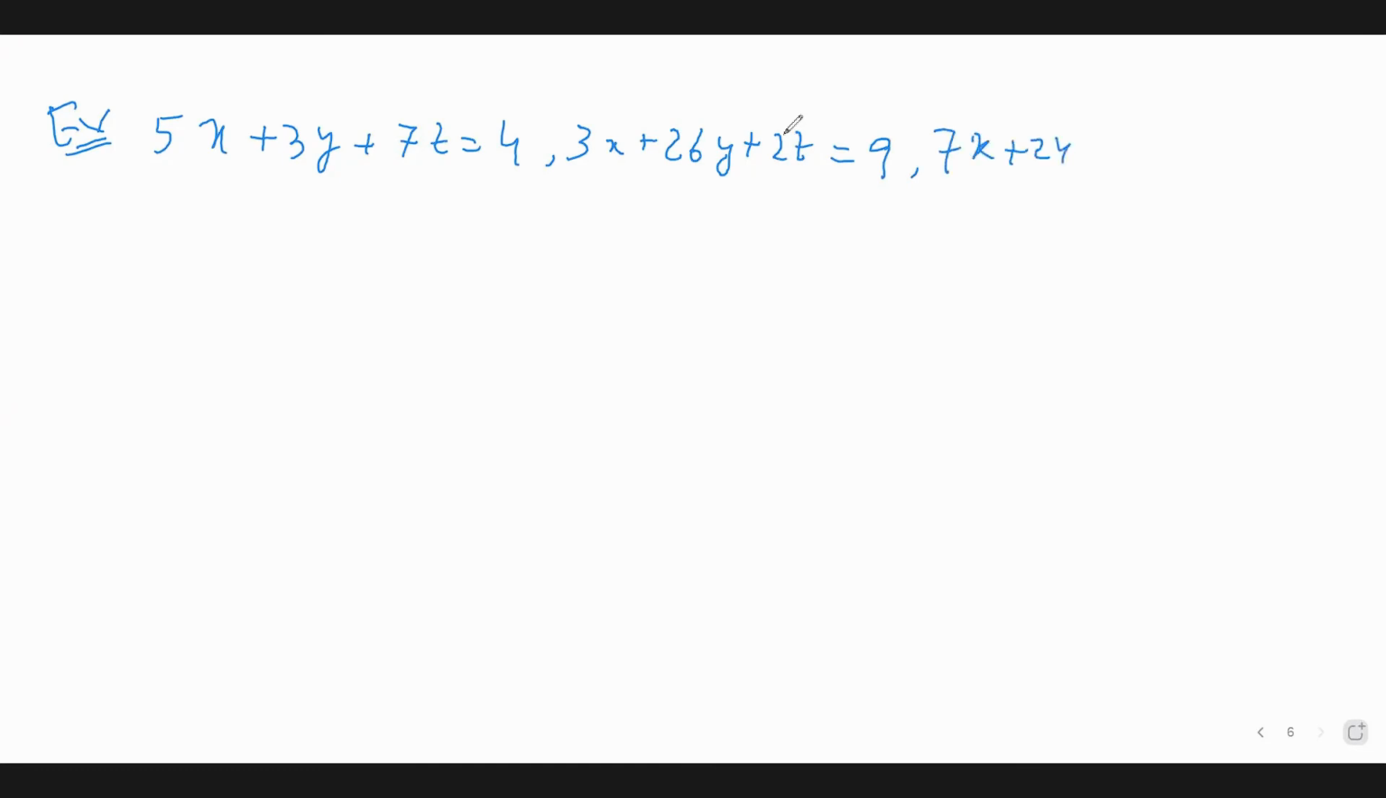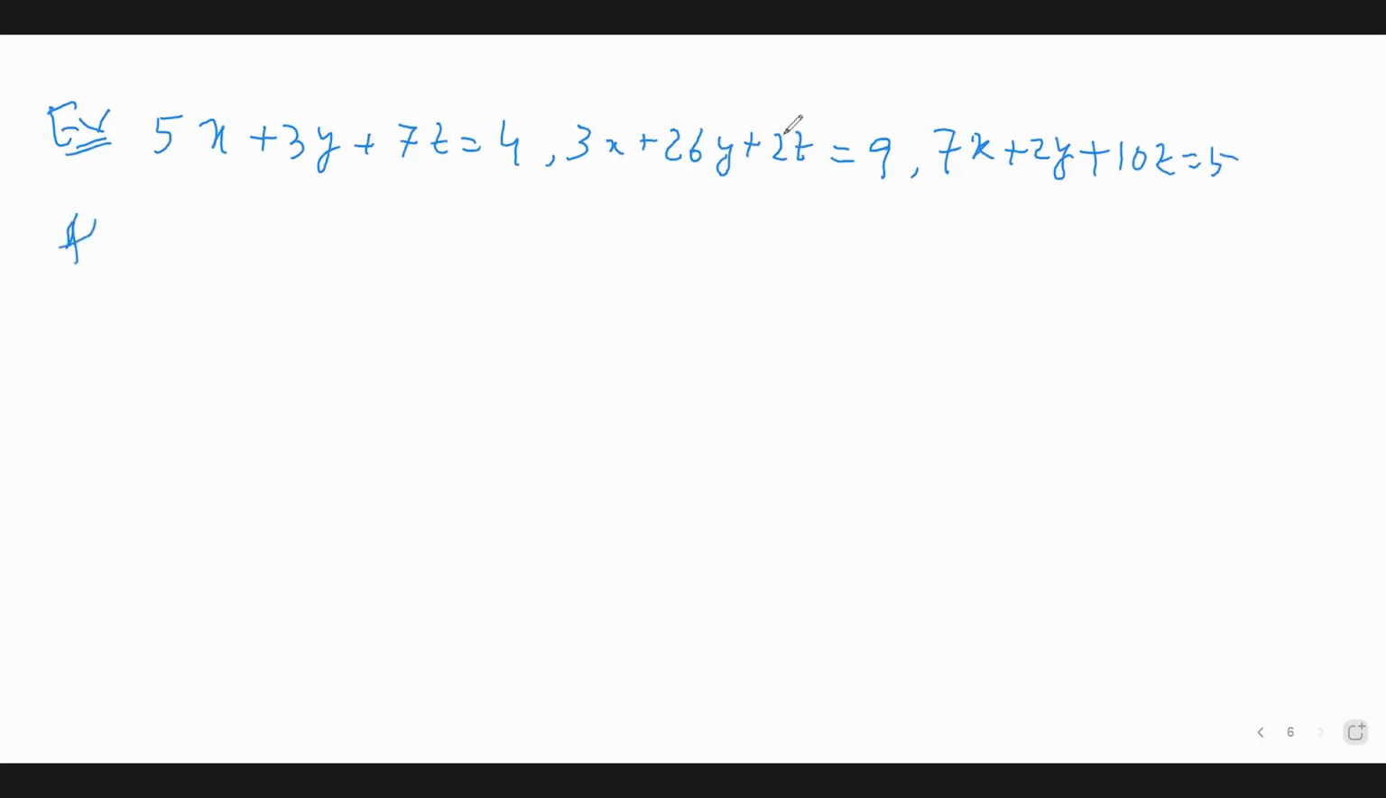Third case. 5x plus 3y plus 7z equal to 4. 3x plus 26y plus 2z equal to 9. 7x plus 2y plus 10z equal to 5.